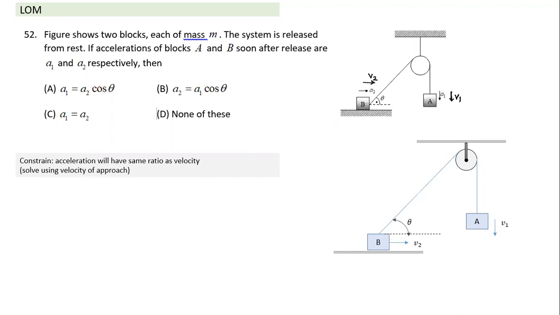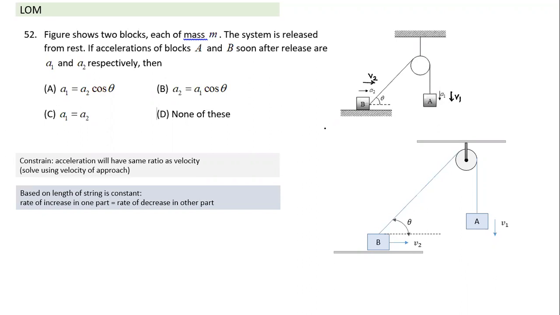Angle theta has almost remained the same. So again, we solve based on the length of the string being constant. Now, which are the parts of the string? This is one part of the string from here to here, and the second part of the string, the string between block B and the pulley P. So in this case, if velocity is v2, okay.